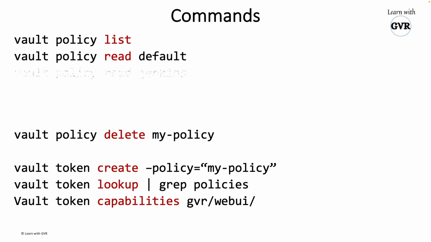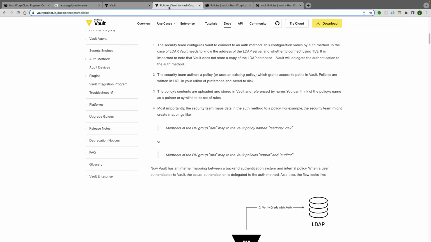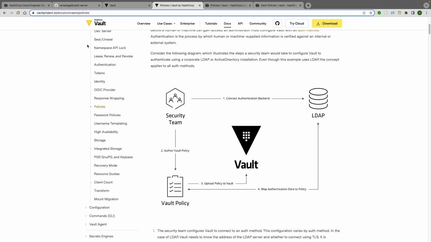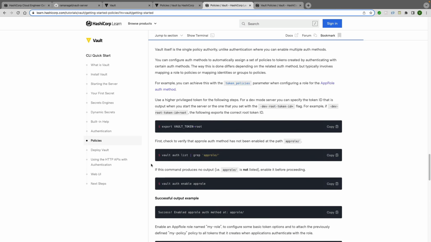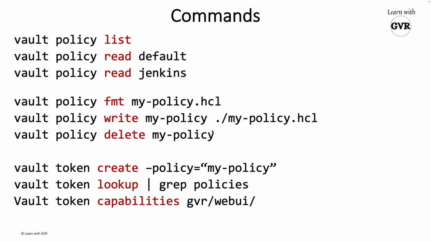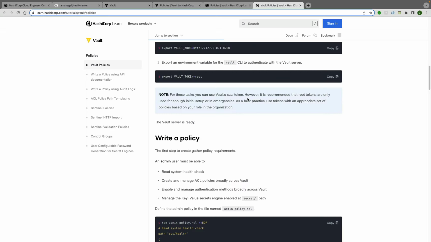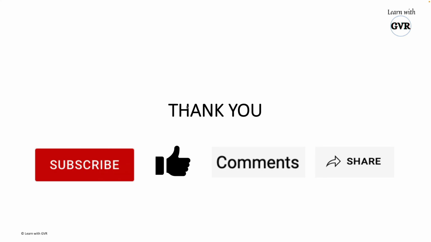These are the commands which are all available in the documentation, the vault policies documentation, and also on Learn HashiCorp, everything is available there. You need not note down or write anything. I will try to arrange this deck on GitHub very soon.